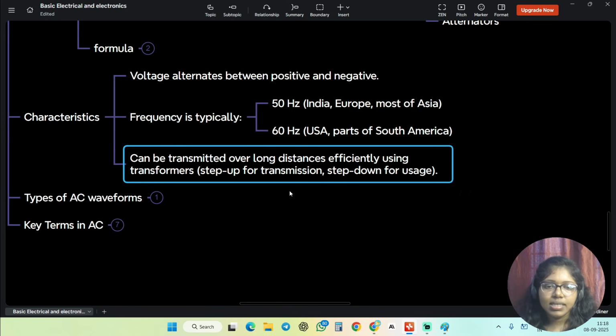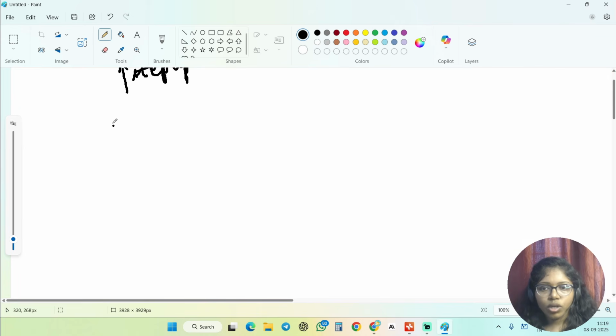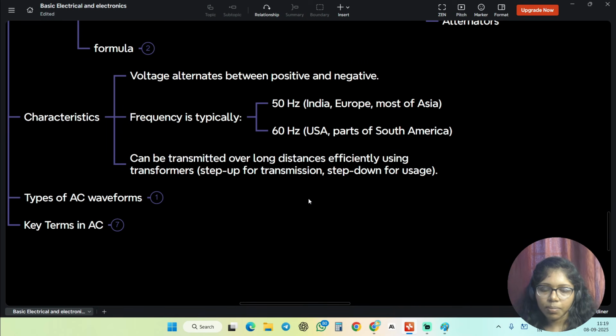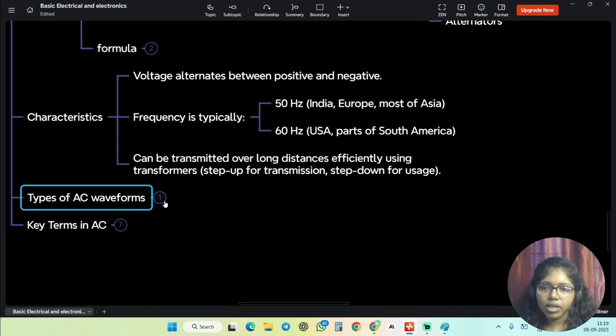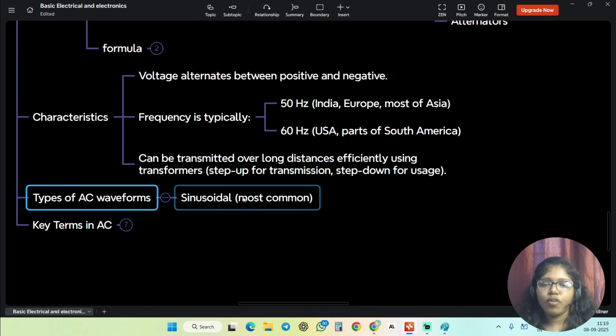And you can easily step up and step down the voltage with a transformer. If you want to give a high amount of voltage, you do the step up. If you want to give a low amount of voltage, you do the step down. Depending on the appliance, you can step up and step down the voltage value. And for the type of waveform, for AC you mostly use the sinusoidal waveform.